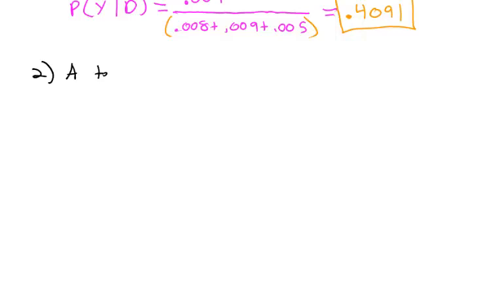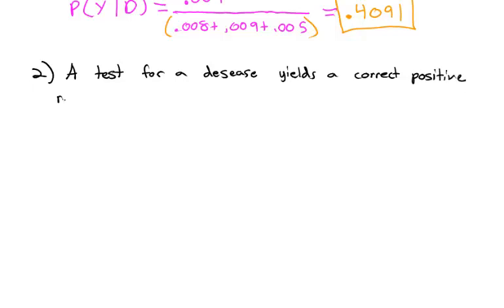Let's say a test for a certain deadly disease yields a correct positive result 99% of the time. So if you have the disease, it will identify it correctly 99% of the time. It's very accurate.